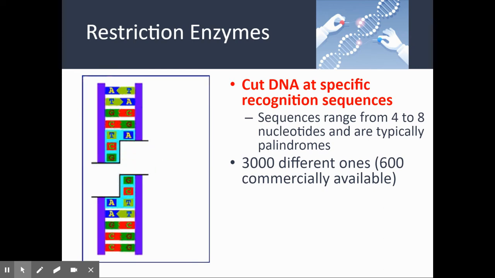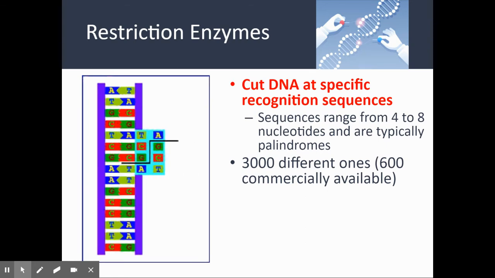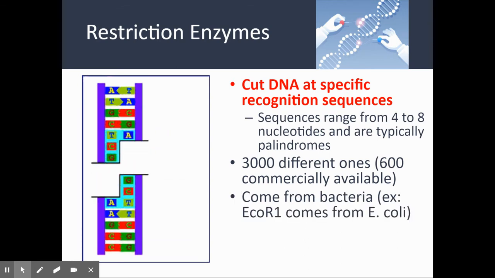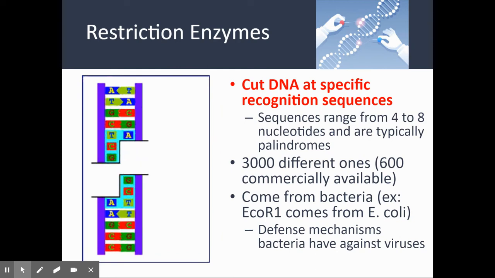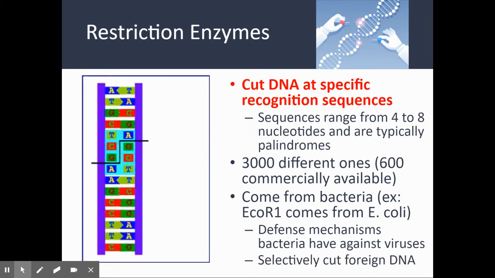If you see what's going on in the picture, you'll notice it runs AGCT on the left side, and TCGA on the right side. If you read them backwards, they're the same thing. They're palindromes. We have about 3,000 different ones, or 600 commercially available, restriction enzymes that we can use to cut. Some come from bacteria, such as EcoR1, which comes from E. coli, and it is used for defense mechanisms, and it stops bacteria from gaining viruses. It can selectively cut foreign DNA and cause that DNA to be ineffective. So EcoR1 is one type of restriction enzyme.